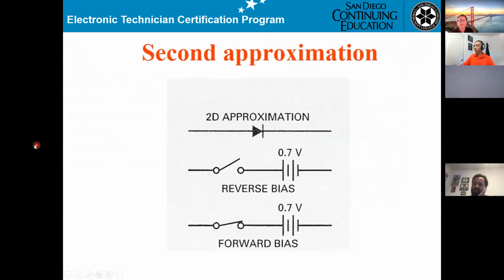And now the second approximation. That's what we deal with. That means when the diode is on, the VD across the diode will be 0.7 volt for a silicon diode. For germanium, it will be 0.3 volt. So when the diode is off, they say reverse bias. It looks like an open. Open means no current flowing from anode to cathode.